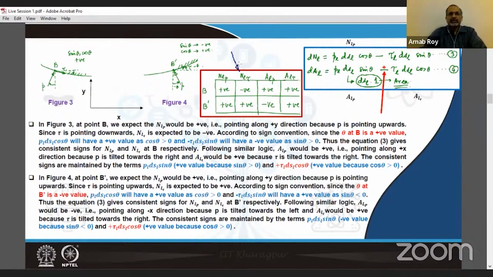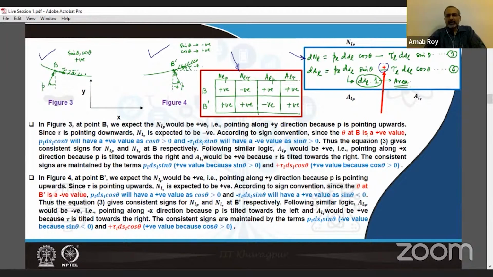So here is the table, which shows the signs of the respective terms again. And we now have 2 points on the lower surface of the airfoil, B and B dash respectively. We are showing the details in figure 3 and 4 respectively. And here are the two equations 3 and 4, which are important. And notice this correction over here in equation 4. So we continue with figure 3.